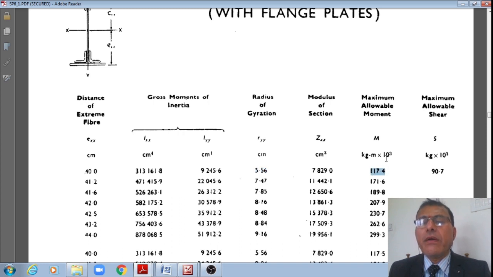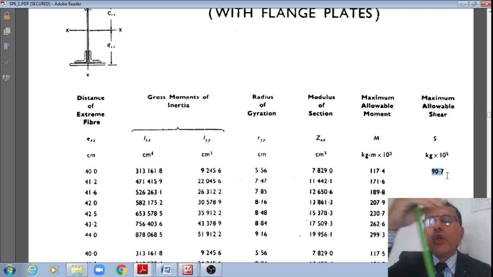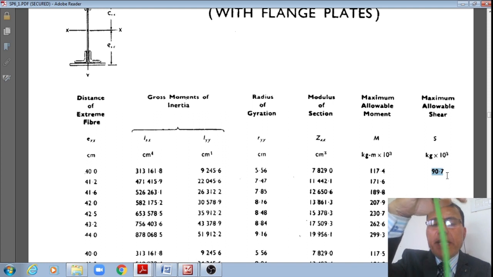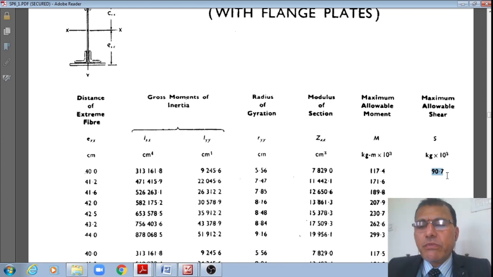ton meter, or it is equal to 1174 kilonewton meter, and its maximum allowable shear capacity is equal to 90.7 tons or 907 kilonewton on the girder section. Generally that shear will be taken by the web, right? That web can resist the shear, right? That much of permissible shear, students.